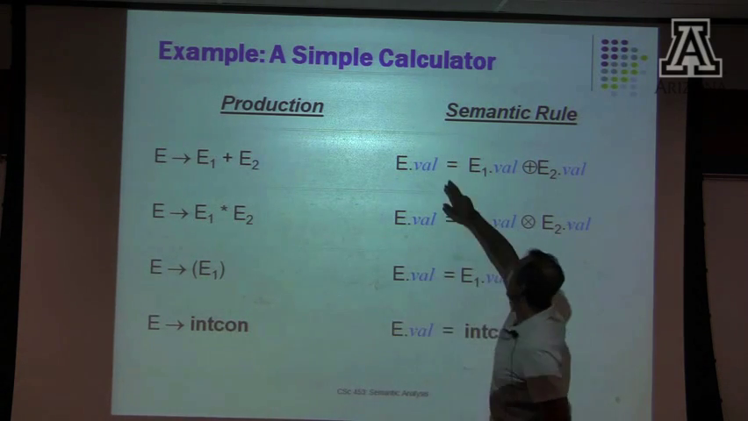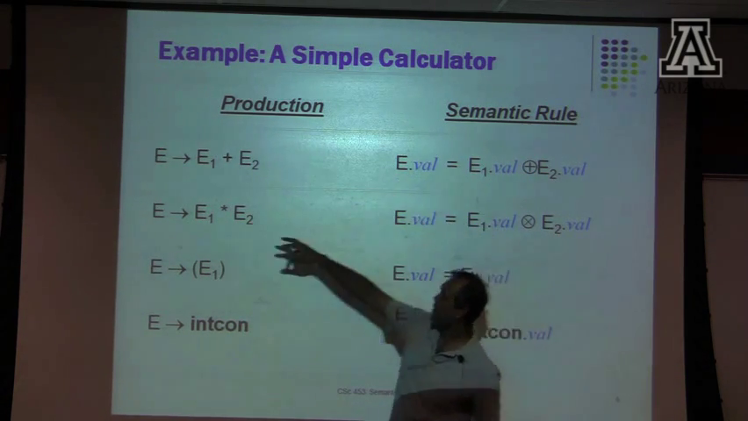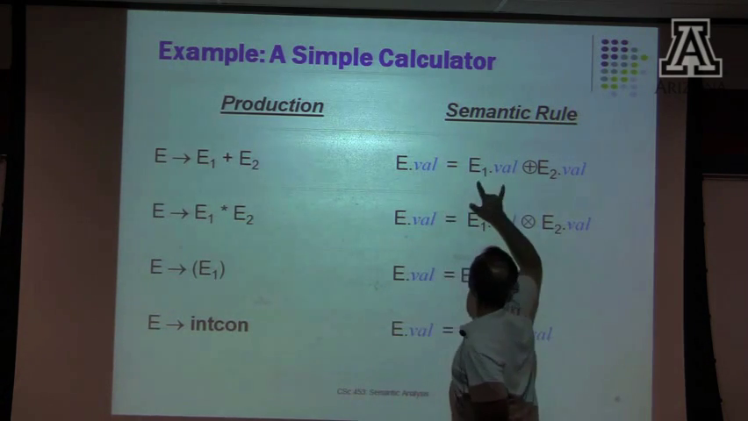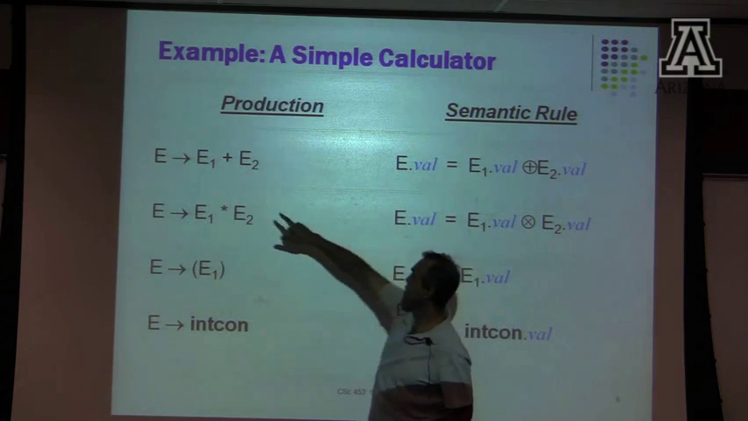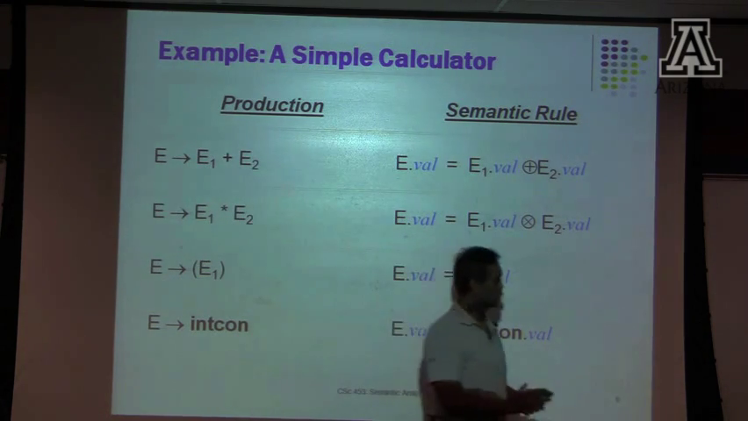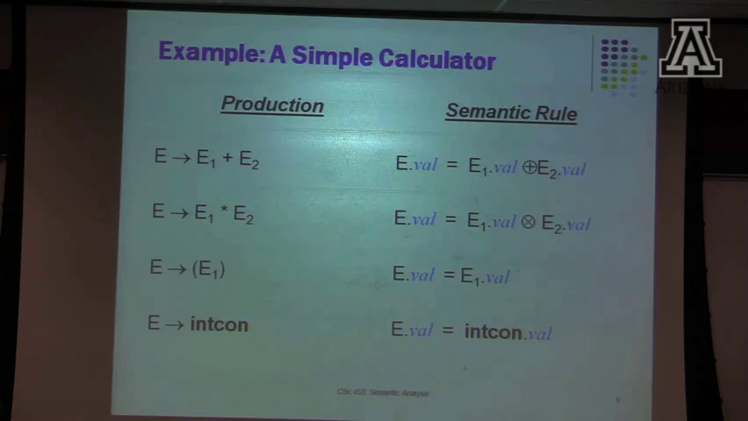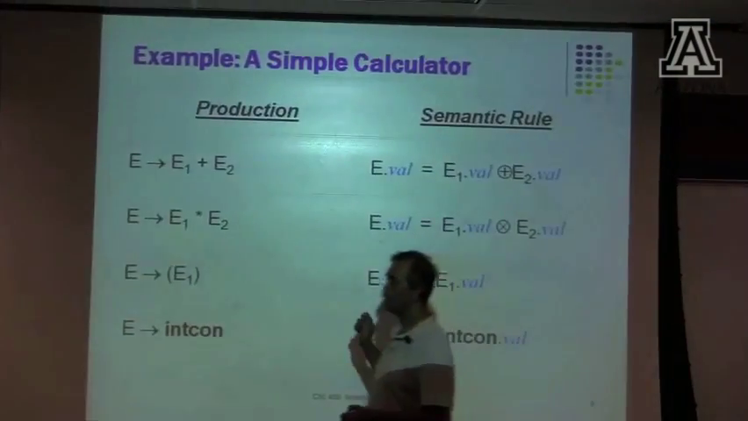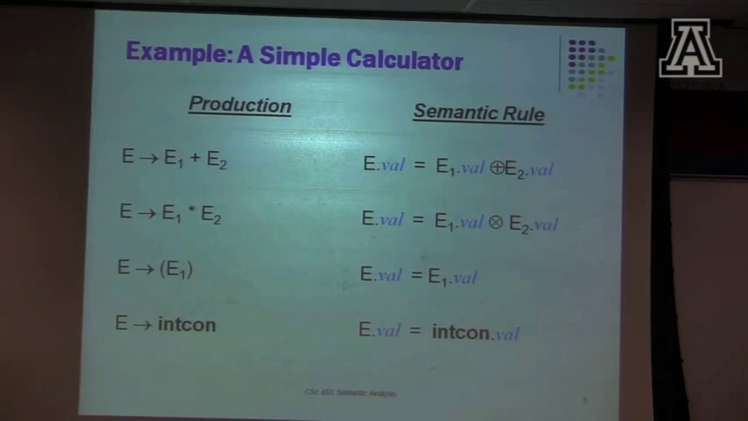So my semantic rule says that the value of this node in a parse tree is obtained by taking the value of this node in the parse tree. So this is what the nodes look like. Oh, I'm out of time. I'm sorry. I'll stop here. We'll pick up on this example, and we'll discuss this on Wednesday.